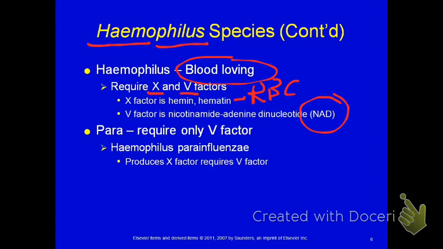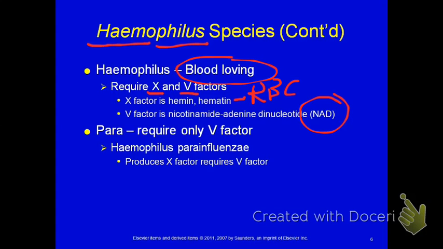Now, let me take note that not all species of Hemophilus would require both the X and V factor. So, for example, Hemophilus para-influenzae would only require V factor. Okay? Because of the fact that they can produce X factor.